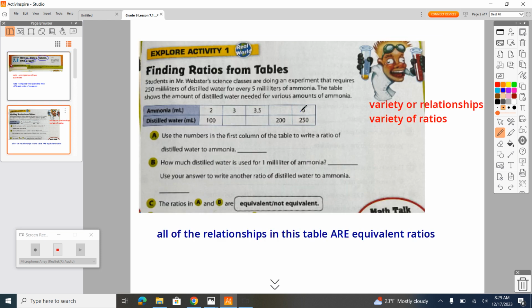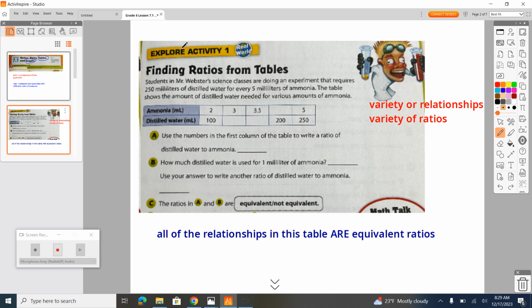So this is an example of a table. A table shows us a variety of relationships or a variety of ratios. And it's important to know that all of the relationships in this table are going to be equivalent ratios at this grade level.